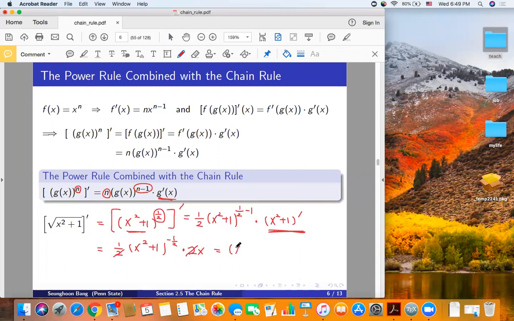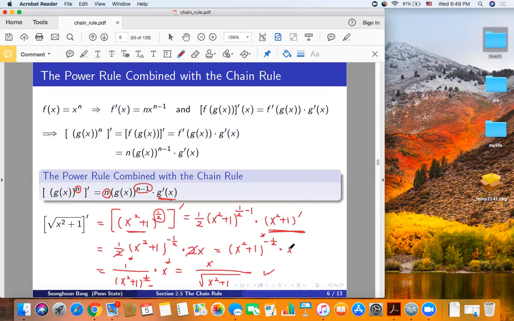So we have x squared plus 1 to the power negative 1/2 times x. You can change the negative exponent to a positive exponent: 1 over x squared plus 1 to the power 1/2 times x. So 1 times x is just x. You can change it back to radical form. This one is x over the square root of x squared plus 1. That's it. This is the idea.